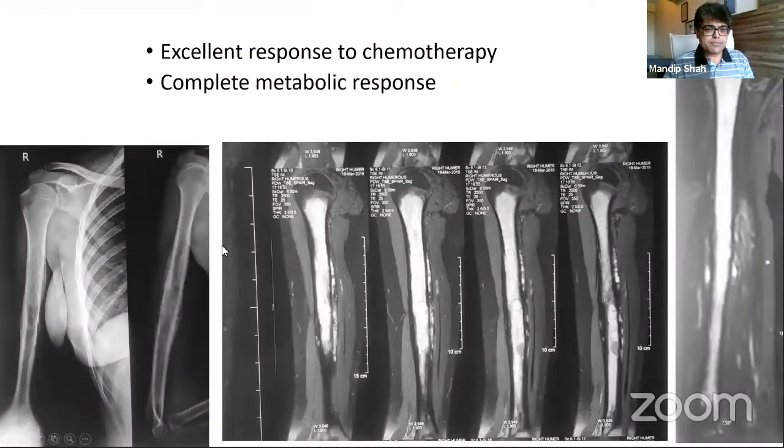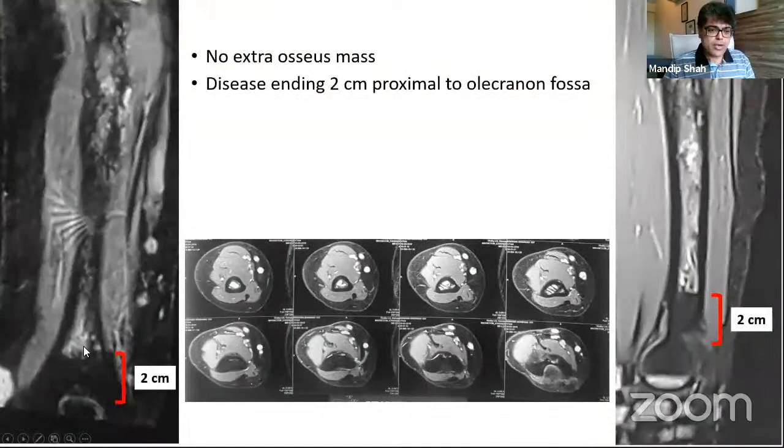She responded very well to chemotherapy, and these are the post-chemotherapy images. There is a complete metabolic response on PET CT scan, and the disease extends right from top to bottom. Here are some images, a closer look at the distal end, where there was no debate over resection of the proximal end.